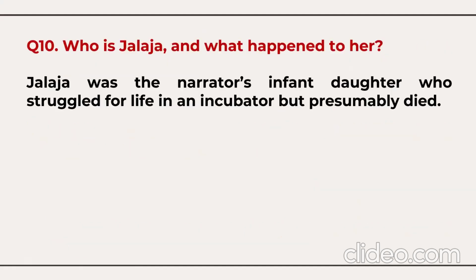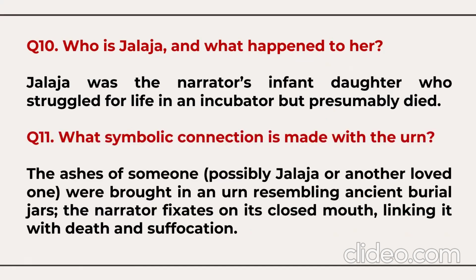Then, who is Jalaja and what has happened to her? Jalaja was the narrator's infant daughter who struggled for life in an incubator, but we can presume she is no more, she dies. What symbolic connection is made with the urn? The ashes of someone, that means possibly we can find here the ashes of Jalaja were brought in an urn which resembles the ancient burial jars. The narrator connects the fish to its closed mouth, linking it with death and suffocation.